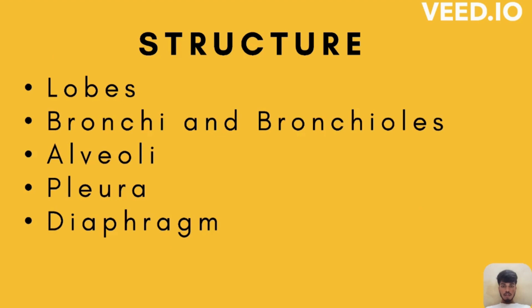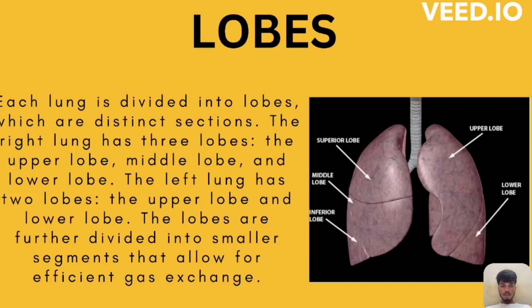In the structure of the lungs, it contains lobes, bronchi, bronchioles, alveoli, pleura, and diaphragm. Let us see one by one. First of all, see the lobes. You can see in the picture how the lobe is described.